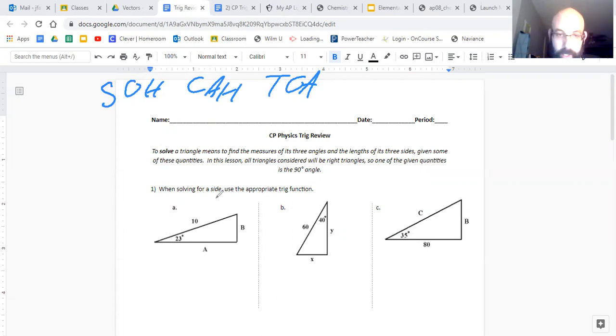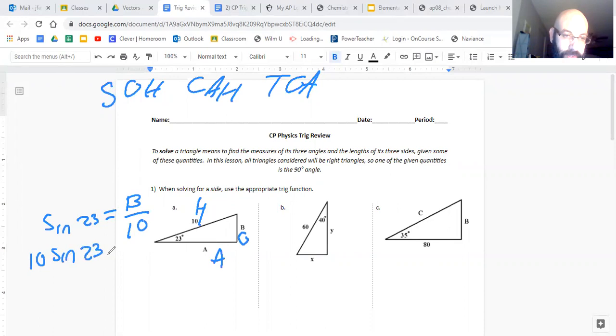All right. So if we just look at our triangle, this is opposite and this is adjacent. So we know the hypotenuse. If I want to find the opposite side first, O and H, that's sine. So sine 23 equals O over H, or B over 10. And then we can bring the 10 over via multiplication. So we get 10 sine 23. And when we solve for that, 3.9.